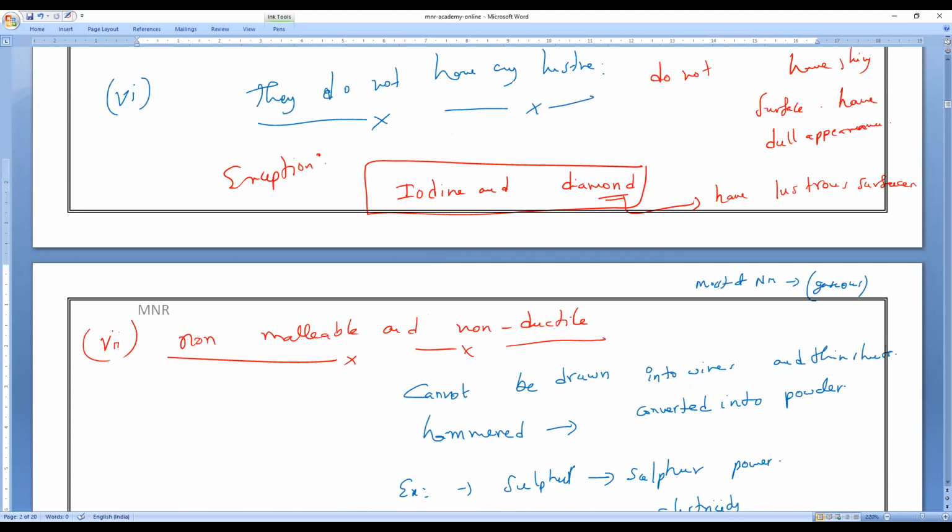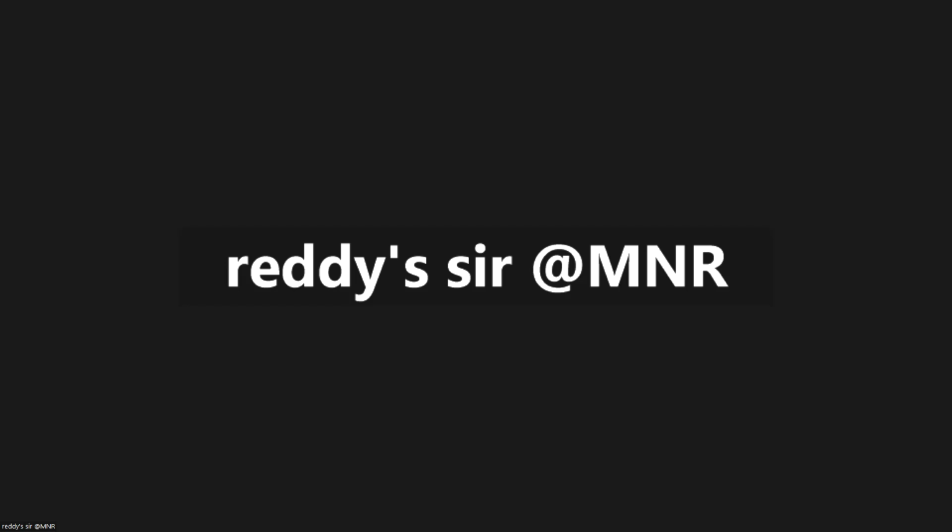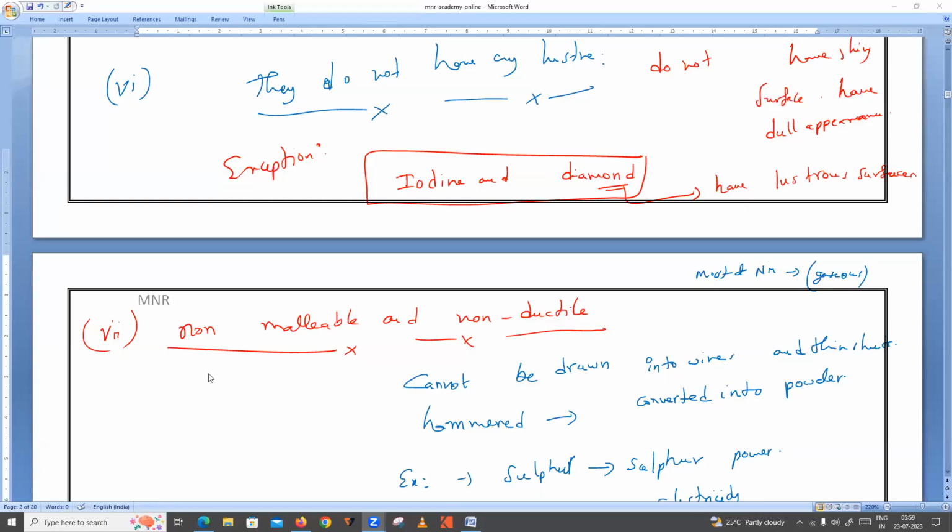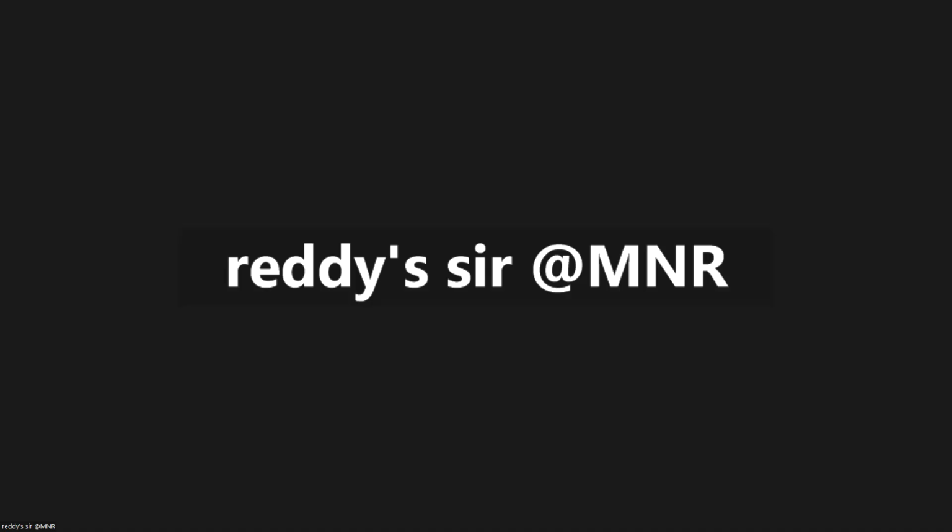Have you noticed, everybody? Yes or no? In most cases, diamond and graphite are the exceptions. What are they? I told you, they are pure forms of carbon, but with different structures. Graphite has different physical properties, and diamond has different physical properties. But both are made up of what? Carbon. So their chemical formula is the same, but the physical structure is not the same.